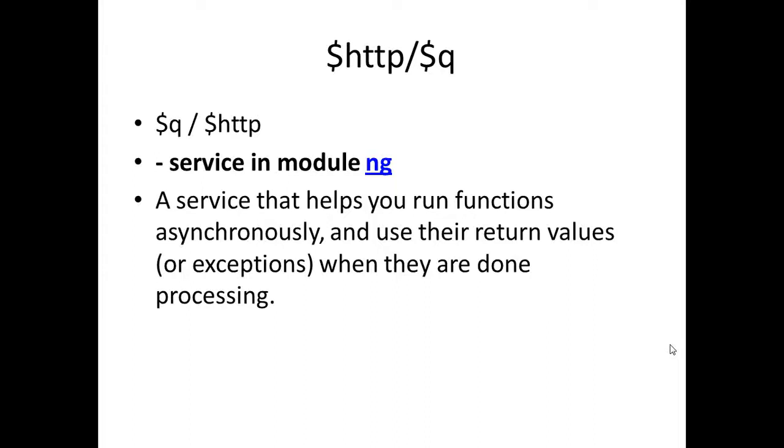But the question is how you can do an asynchronous call where you don't know your request will take some time. That is being done by $q. $q is a service. $q is an ng module in Angular. So using $q, you will be sending an asynchronous call to the backend, and this is called an Angular Promise. It is a service that helps you to run functions asynchronously and use their return values when they are done processing. It means you are sending a request to the backend, and your request is waiting.